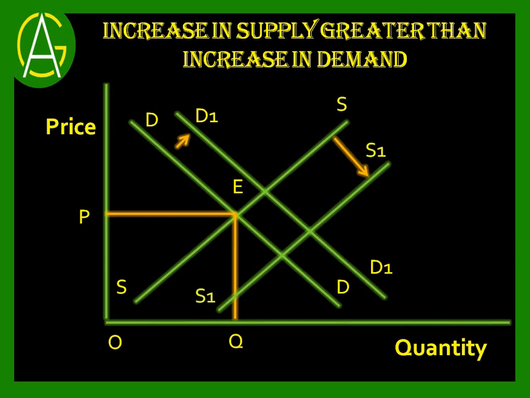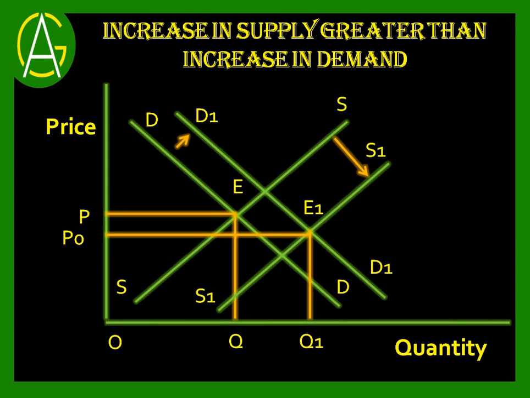So we can see that there is a new equilibrium point at the point of intersection, that is E1. At the new equilibrium point we can find the new quantity, and in front of the new equilibrium point we can find the new price. So OQ1 is the new quantity and OP0 will be the new price. Now you can see that demand has increased but supply has increased by a greater quantity.